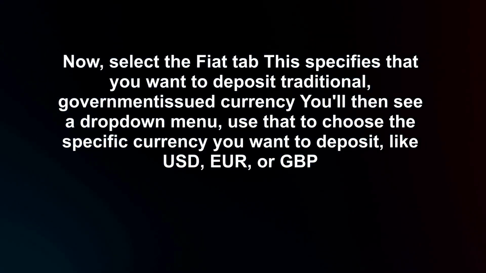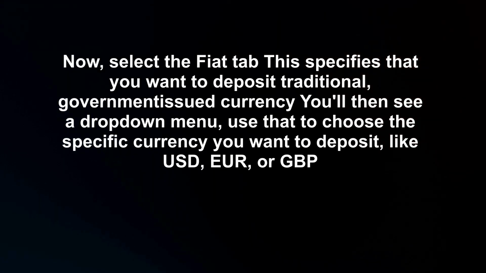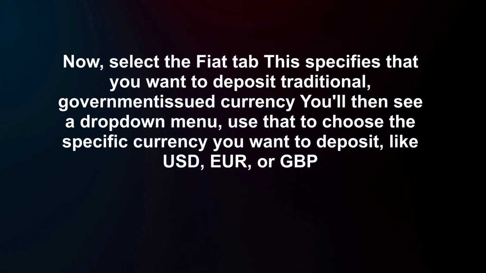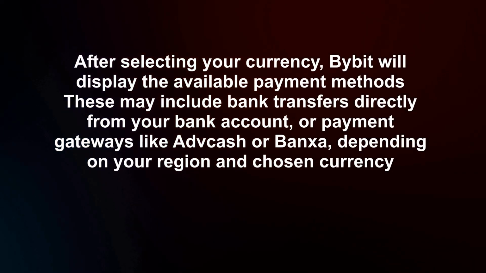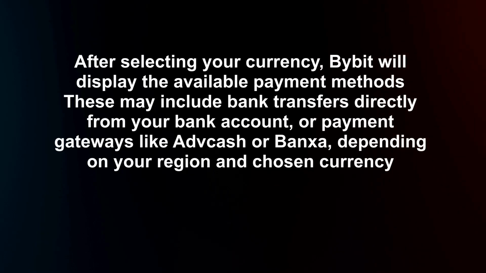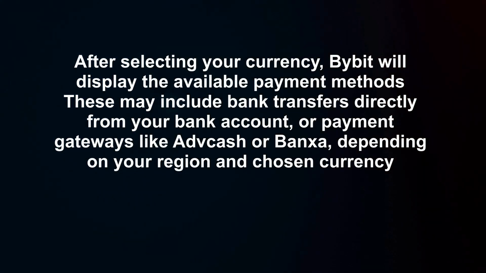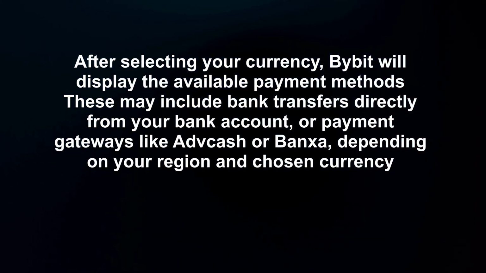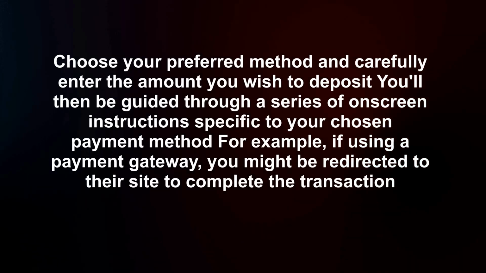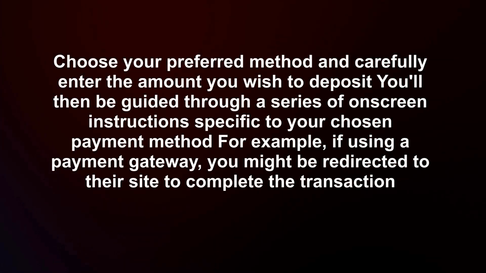You'll then see a drop-down menu. Use that to choose the specific currency you want to deposit, like USD, EUR, or GBP. After selecting your currency, Bybit will display the available payment methods. These may include bank transfers directly from your bank account, or payment gateways like AdCash or Banxa, depending on your region and chosen currency. Choose your preferred method and carefully enter the amount you wish to deposit.